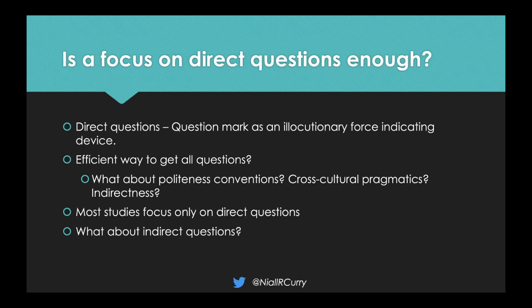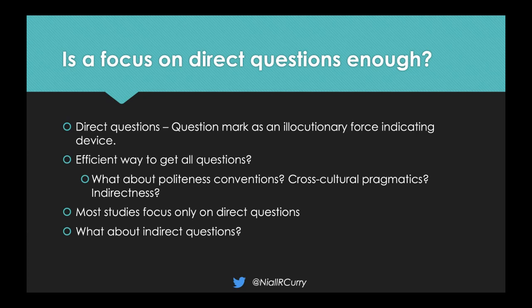And what you see with this research is that it's often quite constrained to direct questions. For obvious reasons, we can search for question marks, right? Question marks are easy to find in a text. And they act as a form of illocutionary force indicating device, so they signal to the reader that a question is being asked. It's an efficient way to get all direct questions, but we have to think, I guess, about cross-cultural perspectives and different ways, maybe disciplinary and linguistic conventions around question raising.